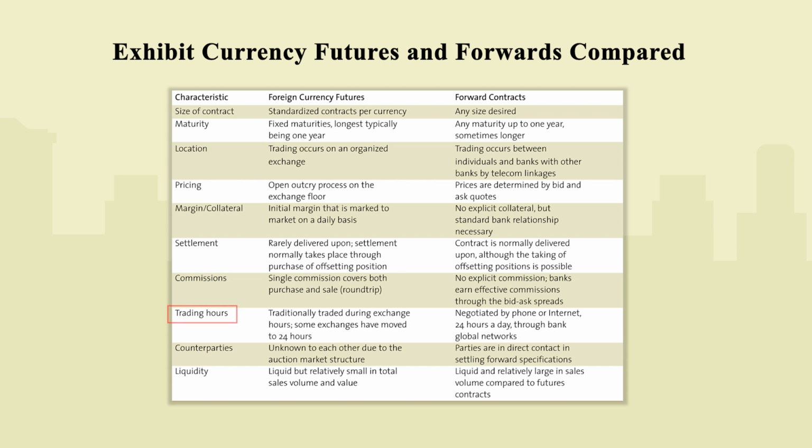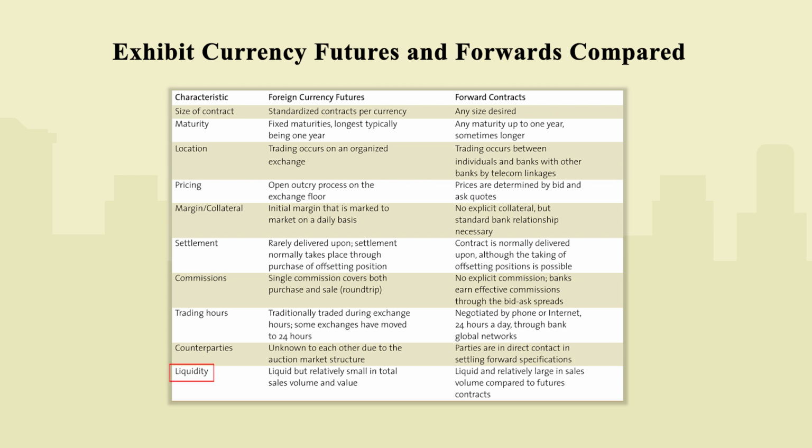From the aspect of trading hours, futures and forward transactions are almost the same. Counterparties of futures transactions are unknown to each other due to the auction market structure. The futures transactions are done via a clearinghouse. The credit risk is very low, whereas forward transaction parties are in direct contact in setting the forward specification. Usually, the bilateral counterparties have good credit. The risk of default is also quite small.